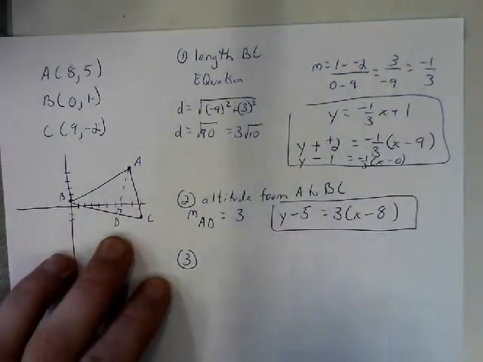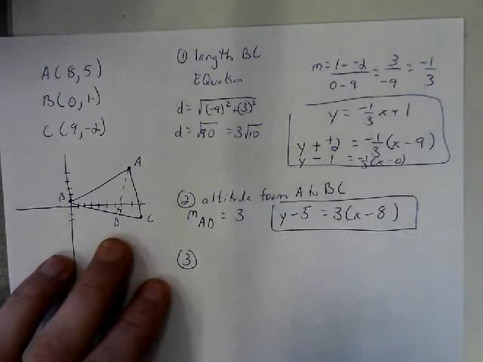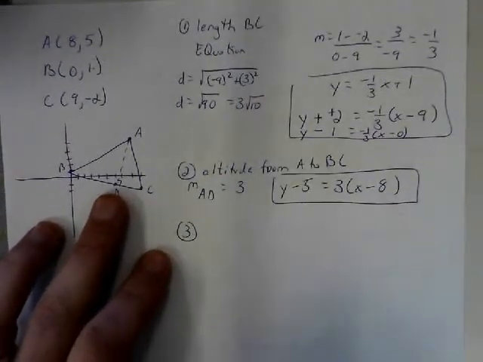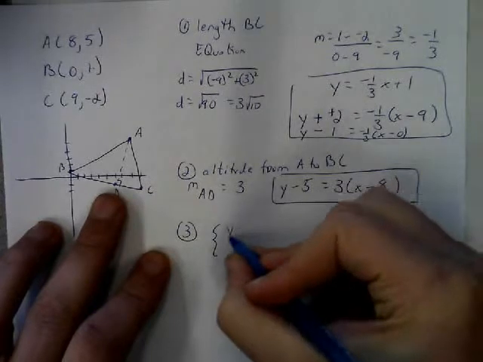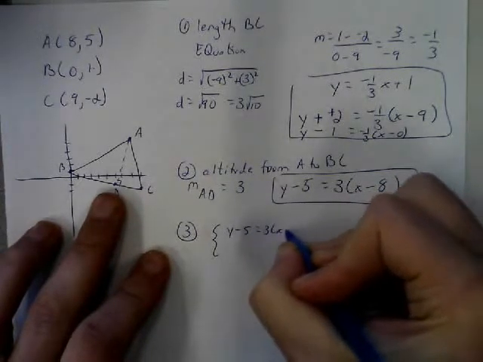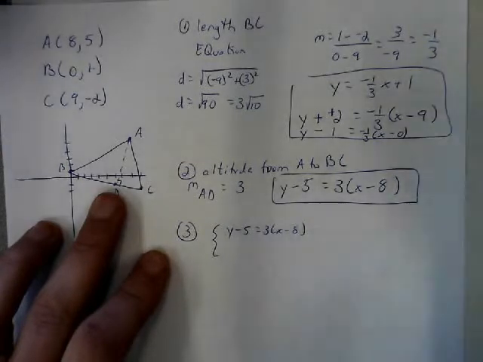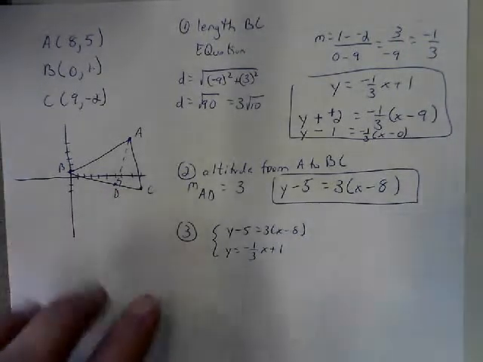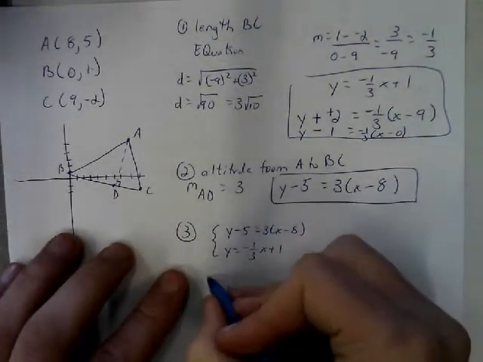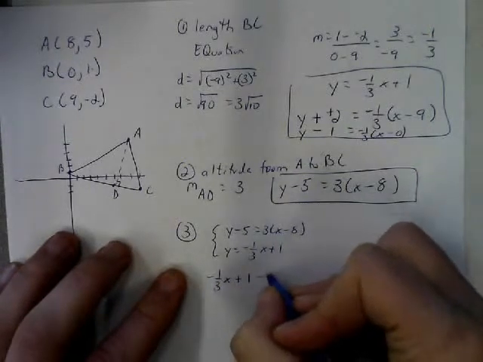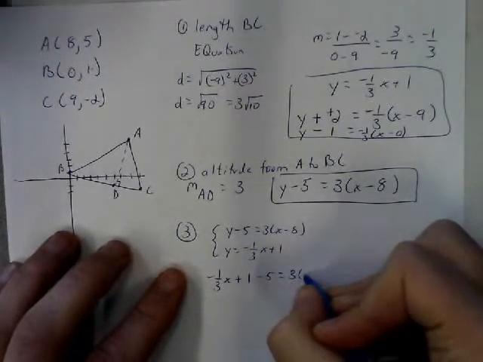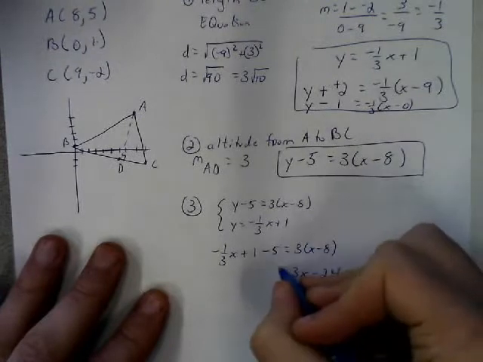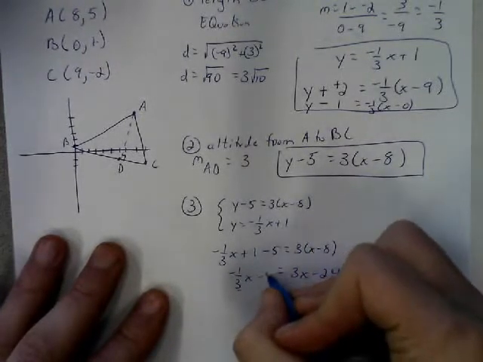Question 3. Find the point where the altitude from A intersects segment BC. So here we have a system of equations from the first section. We have to solve when y minus 5 equals 3 times x minus 8 is equal to y equals negative 1/3 x plus 1. So we can substitute y in for the other one. So negative 1/3 x plus 1 minus 5 equals 3 times x minus 8.